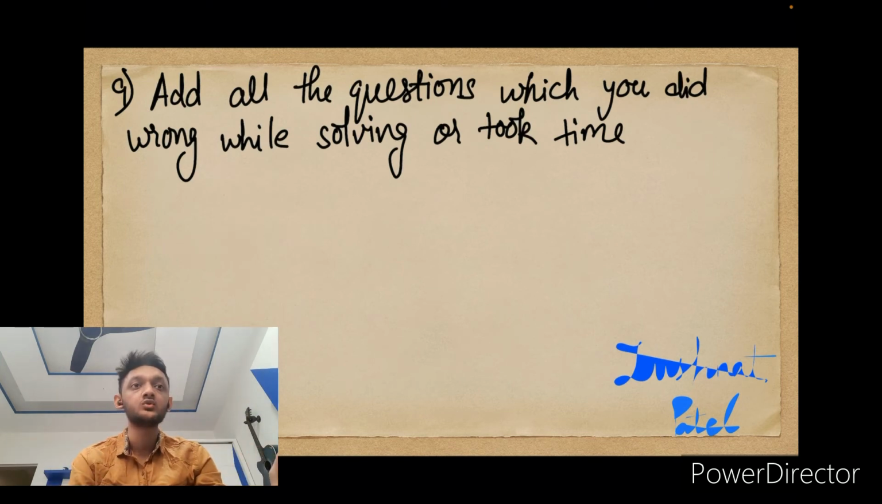Add all the questions which you did wrong while solving or took more time. Okay, so let me explain this point. If you are solving a book and you solved 20 questions, and from those 20 questions you did 8 questions wrong, and you took more time to do 2 questions, so you should note down all these questions in your notes, so that you don't need to solve all the 20 questions again and again. You just need to solve the 10 questions you added in your notes. It's very important thing you should follow.